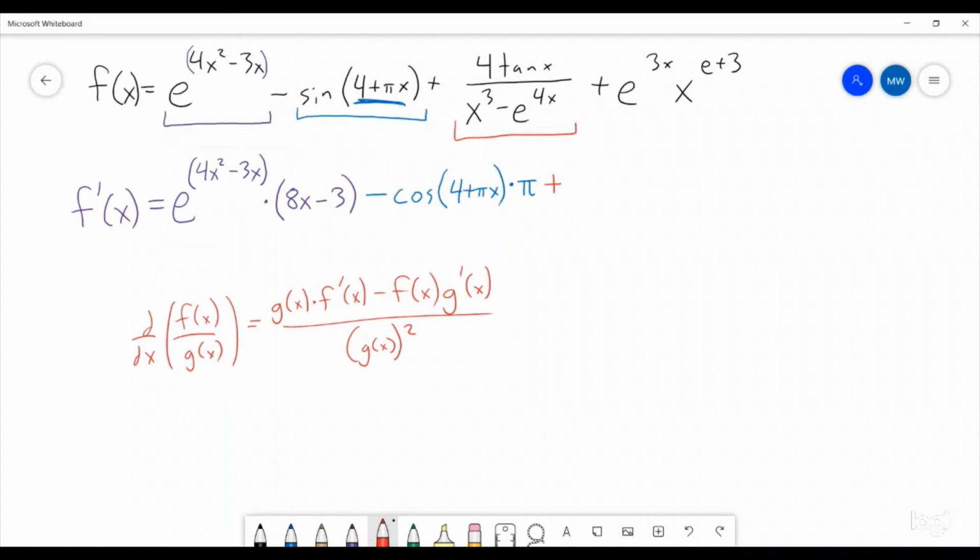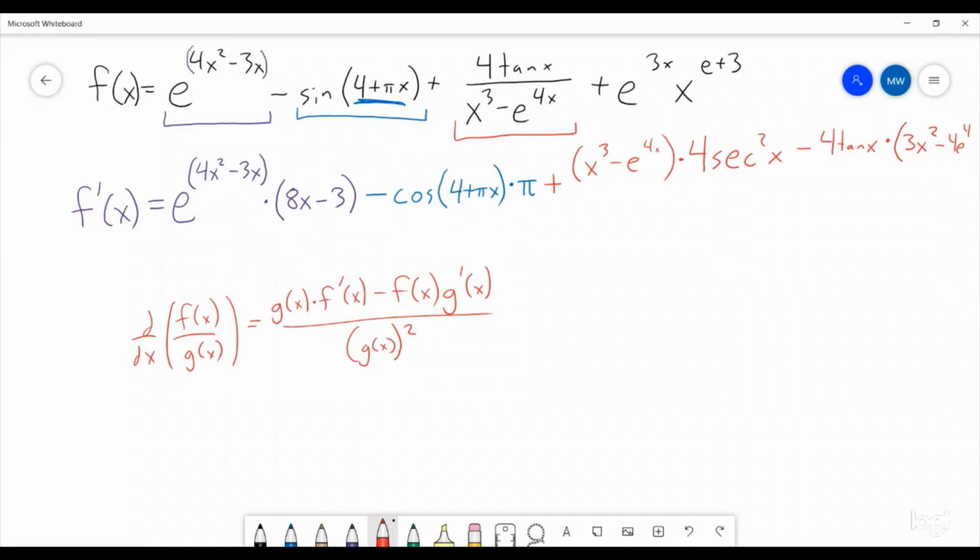So we're going to just follow that rule on this. So low d high, bottom is x cubed minus e to the 4x times the derivative of the top. Well, what's the derivative of tangent? If you don't know that one, we can use the quotient rule to find it, but that is a common one, so it would probably be worth memorizing. So the derivative of tangent is secant squared, so we get a 4 secant squared x, so that's low d high, minus high times derivative of the bottom. Derivative of x cubed, that's a 3x squared. Derivative of the 4x, that's a 4 e to the 4x.